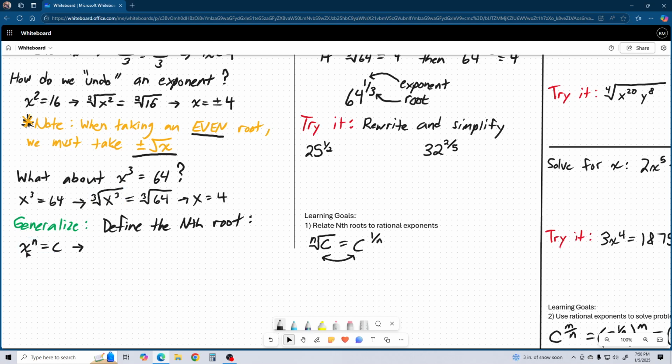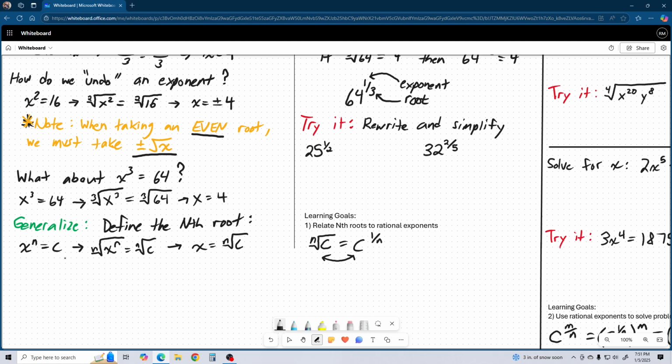So in other words, if we have x to the n equals c, this is actually going to turn into, because we can take the nth root of both sides, right? So if I have x to the n, I can take the nth root of both sides, and then x to the n equals c. So I can take the nth root of c, right? And then when we cancel out the nth root and x to the n, that's just going to leave us with x, right? And then on this side, we have the nth root of c.